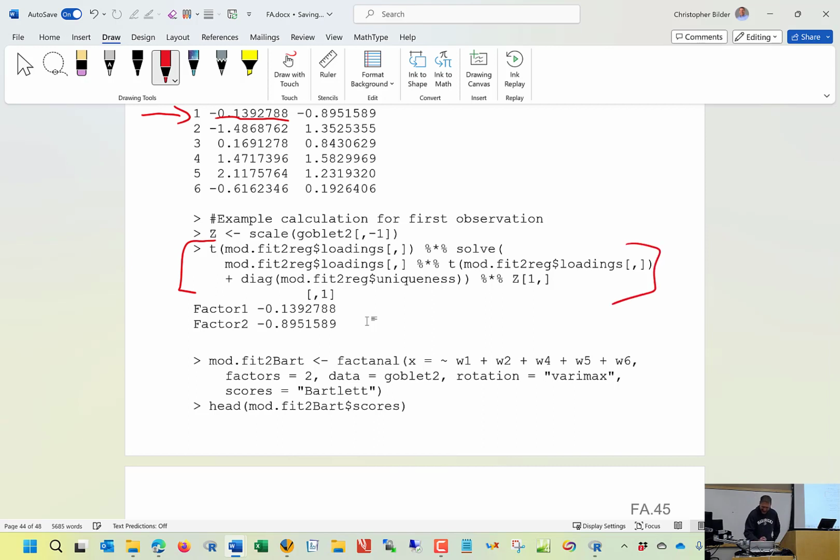Instead, here's the corresponding code that just programs in the matrices, and I do get exactly the same. So make sure you can run the code, and you can apply it to a new data set if needed.